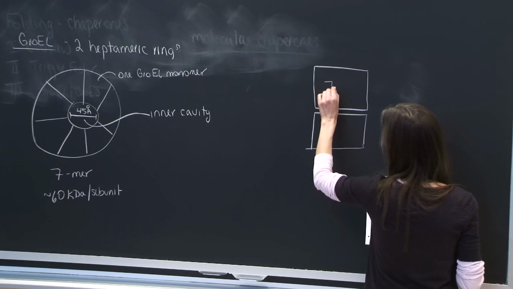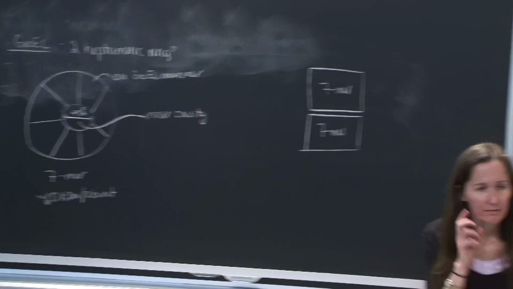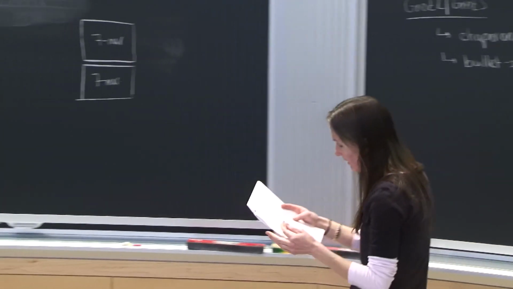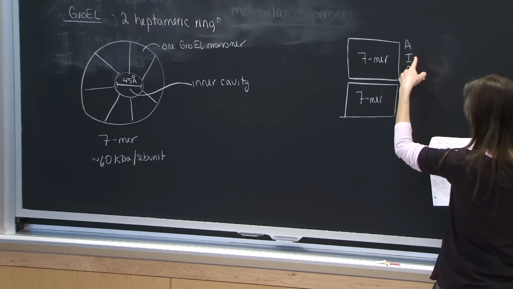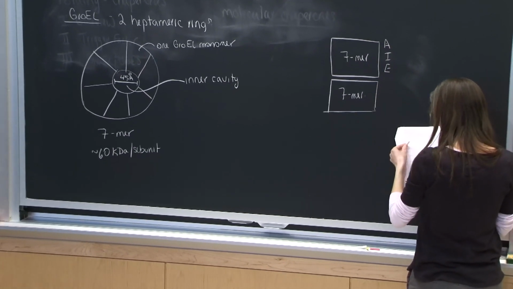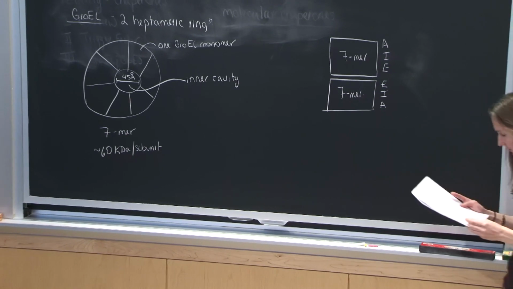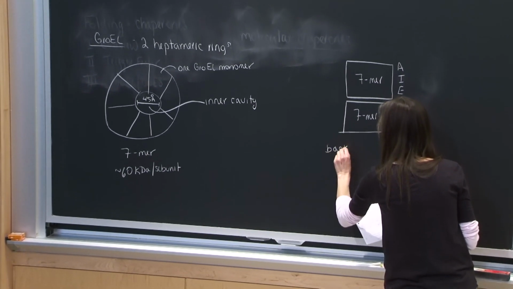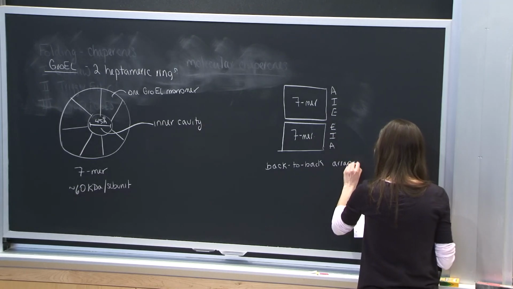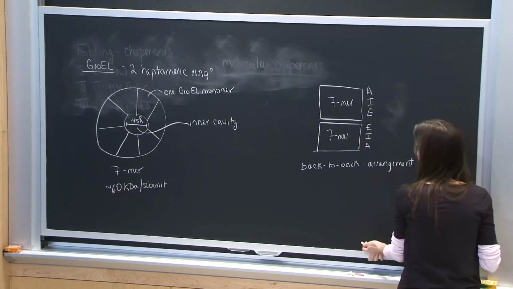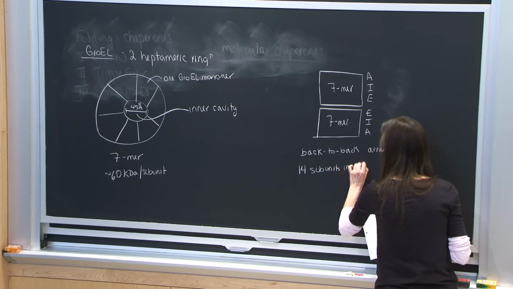Okay, so each one of these is a 7-mer. Okay, and each subunit of GroEL has 3 domains, organized A, I, E. Okay, so apical domain, intermediate domain, and equatorial domain. And then if we look at this bottom ring here, they're organized like that. Okay, so effectively what we have is a back-to-back arrangement. Okay, so we have 14 subunits and 2 back-to-back rings.